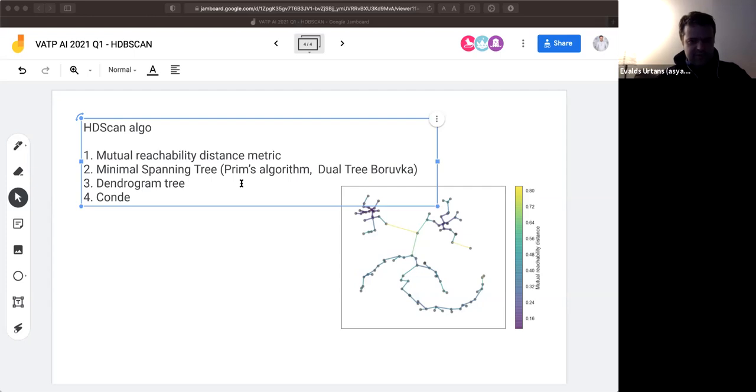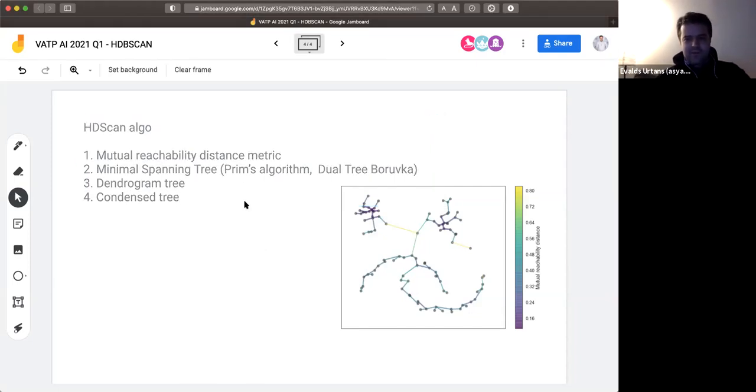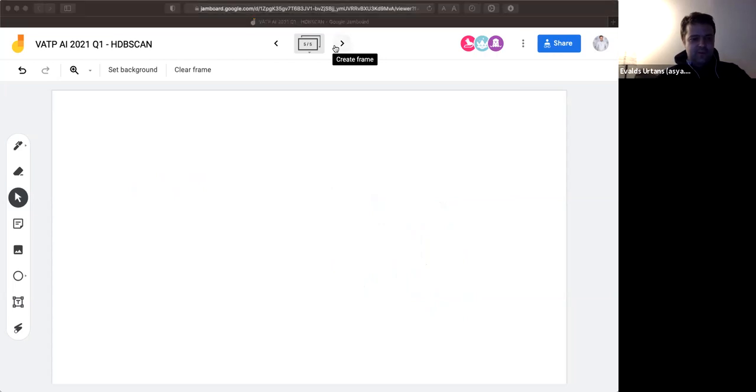The condensed tree, what is the name of that? Condensed tree, I think. Maybe I'm mistaken, but I hope so. The condensed tree determines the automatic clustering. So from the dendrogram tree, you can convert the minimal spanning tree. There is an example of how it works. So it is like this.